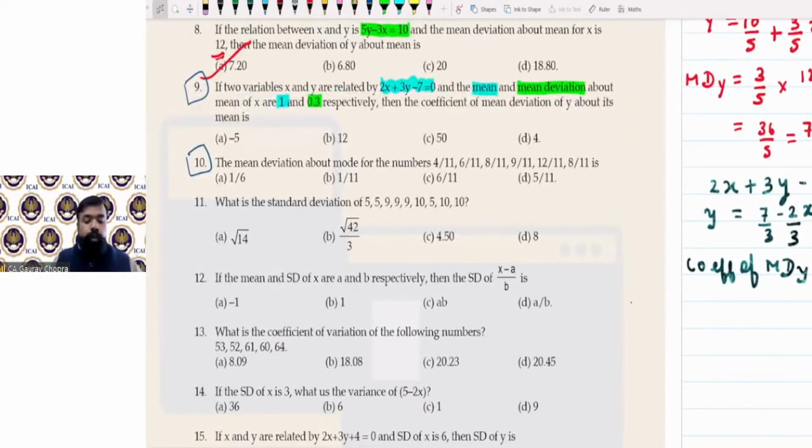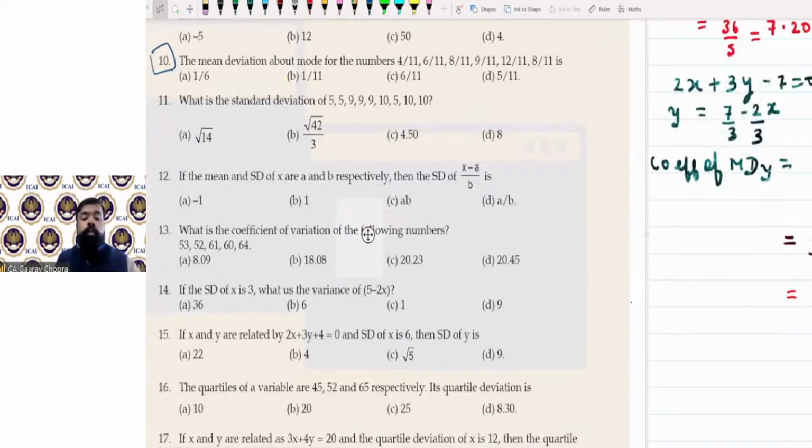Now the last one for today: the mean deviation about mode for the numbers. This time we have to calculate mean deviation about mode. So what is mode? Mode means the highest repetitive number, a number that repeats the most, that is known as mode. So in the given series, what is the mode? Clearly we can see that there is only one repetition, that is 8 by 11. So 8 by 11 becomes the mode.